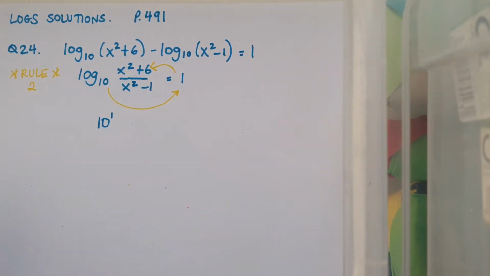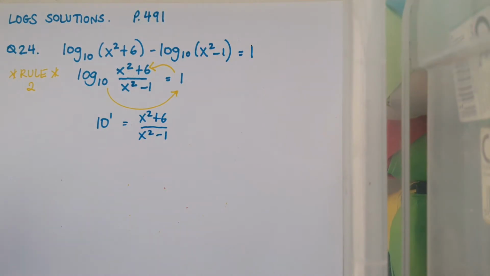So I'm going to have 10 to the power of 1 equals (x squared plus 6) over (x squared minus 1). And then I can just solve this out. Clearly, I'm not thrilled with the idea of having an algebraic fraction like this. So I'm bringing the x squared minus 1 up to the left and multiplying.